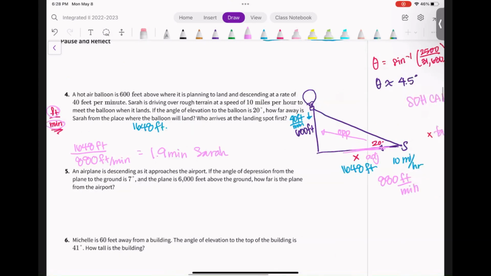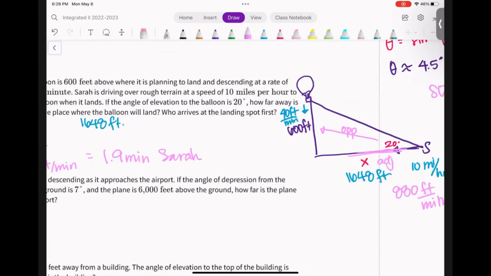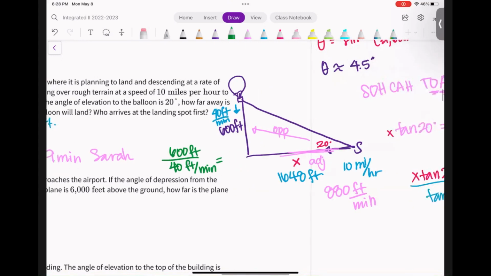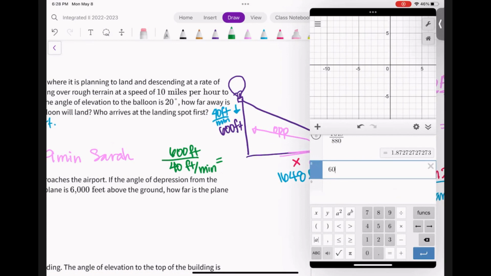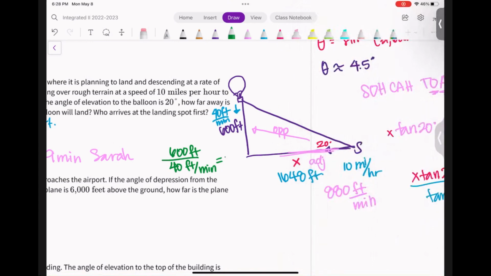Same thing goes for the balloon. The balloon has 600 feet. So the balloon's going to have to travel 600 feet divided by 40 feet per minute. So then let's divide that out. And it looks like the balloon is going to lose. Yep, the balloon lost by 15 minutes. I don't think they were racing.